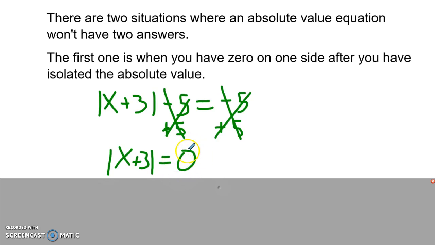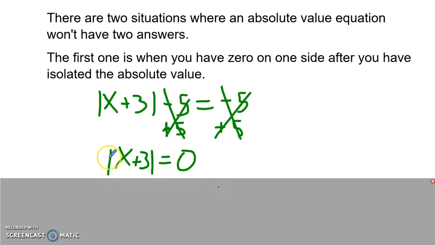There's only going to be one number that will ever work in this situation. The only way, in this case, is if x equals negative 3, because I'll need negative 3 plus 3 to equal 0.